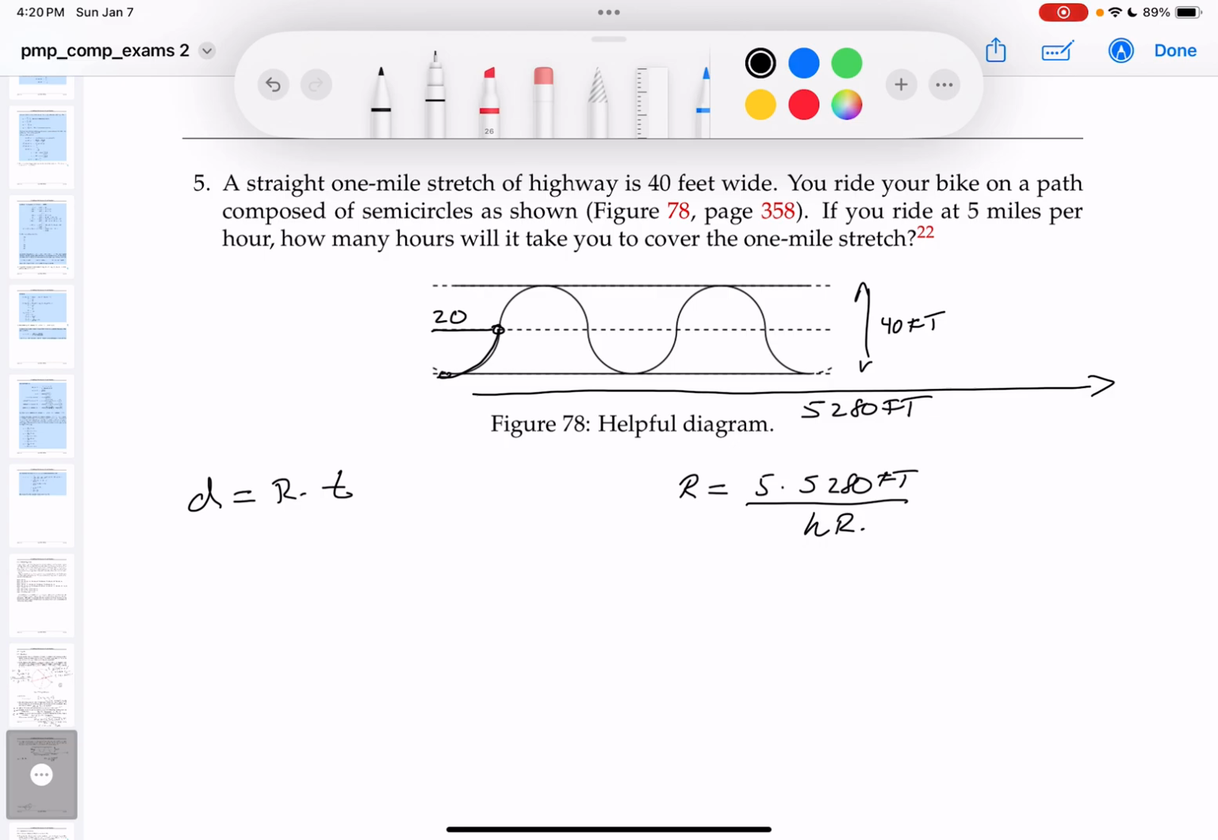Now, before I do that, I want to point out that that's going to be 5,280 feet divided by 20 feet. That's how many arcs he's going to do. That's going to be 1 arc, that's 2 arcs, 3 arcs, 4 arcs, 5 arcs, and so forth. He's going to cover the entire distance at some point. But the question is, what are those arcs worth?